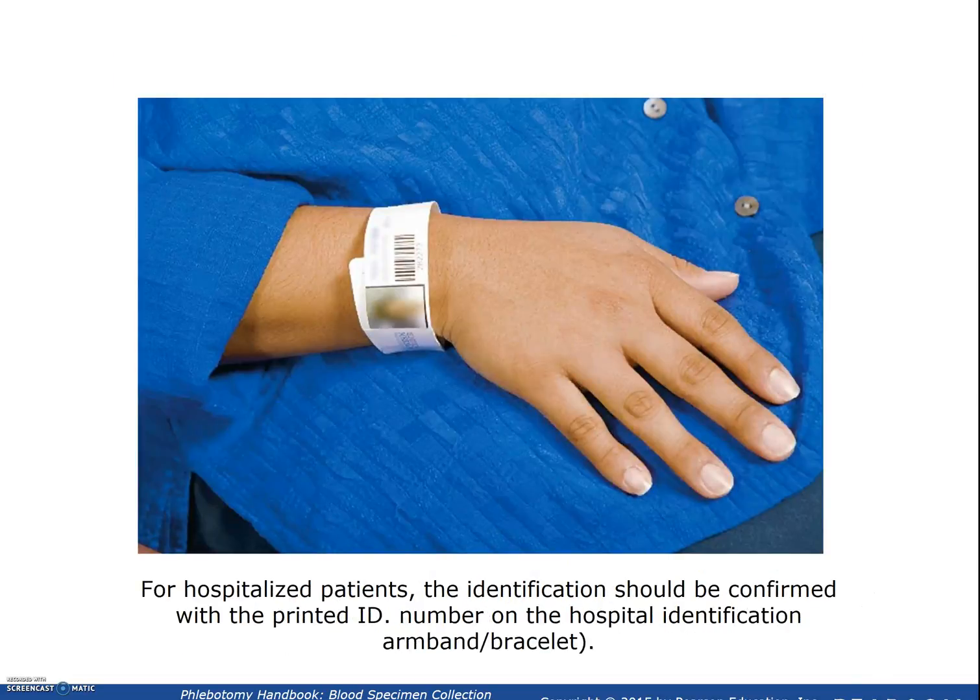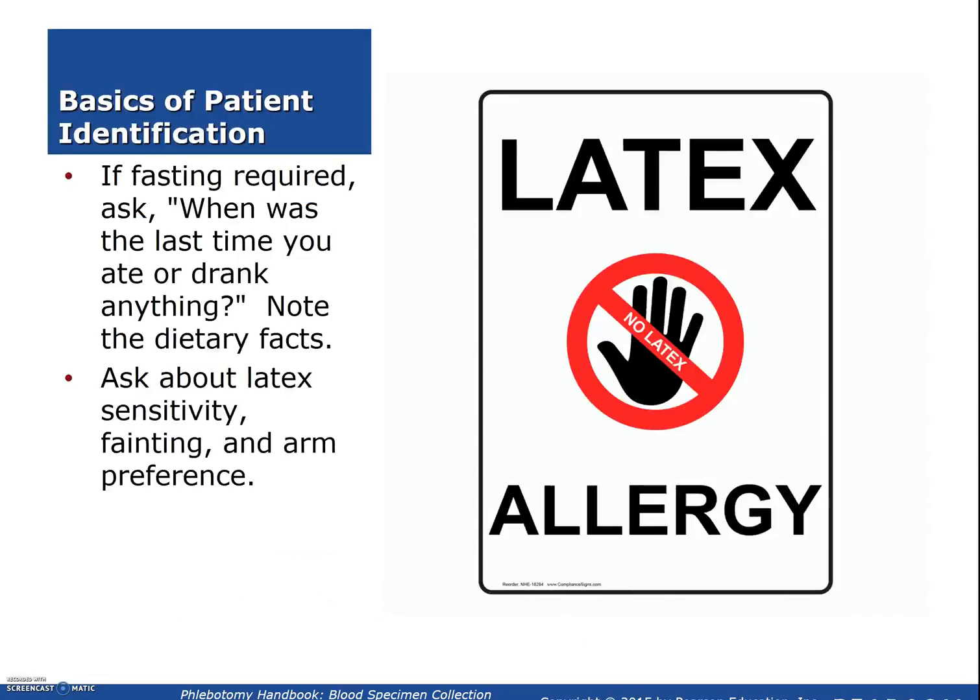For hospitalized patients, the identification should be confirmed with the patient's ID number on the hospital identification band as seen here. This one also includes an image of the patient that's not always present, but it's another thing to verify you have the correct patient. But it cannot be used in place of proper identification by verbal and visually looking at that ID band for the printed number. Basic patient identification.